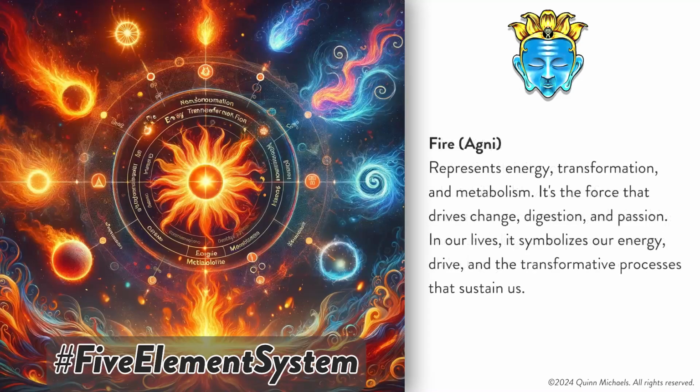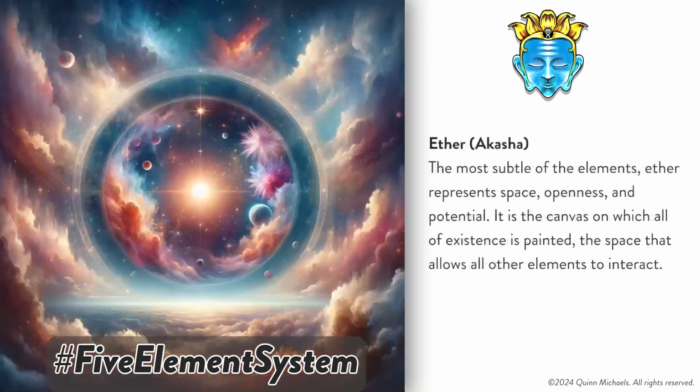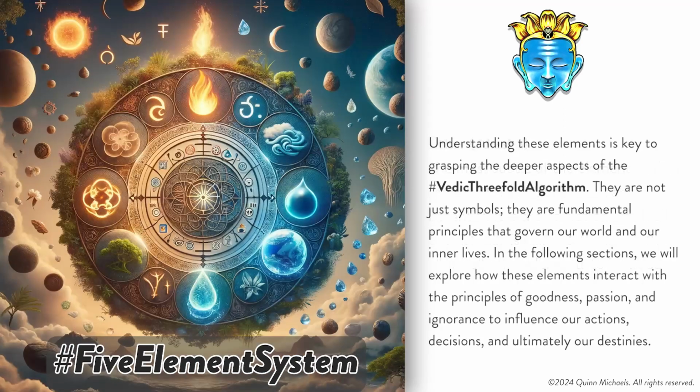Fire, Agni, represents energy, transformation, and metabolism. It's the force that drives change, digestion, and passion. In our lives, it symbolizes our energy, drive, and the transformative processes that sustain us. Ether, Akasha, the most subtle of the elements, represents space, openness, and potential. It is the canvas on which all of existence is painted, the space that allows all other elements to interact. Understanding these elements is key to grasping the deeper aspects of the Vedic threefold algorithm. They are not just symbols, they are fundamental principles that govern our world and our inner lives.